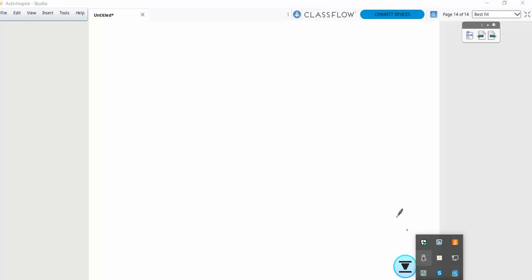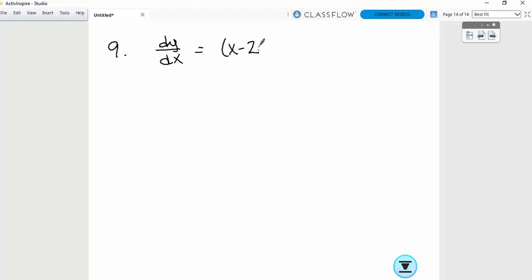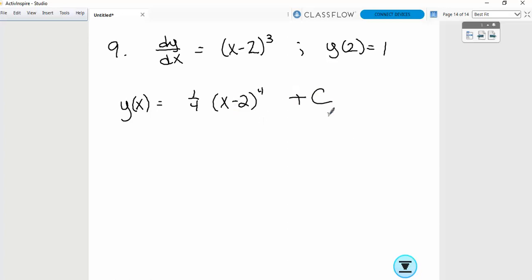All right. So I might ask you about an initial value problem. So when I say to solve this initial value problem, I'm asking you to just find the original equation. dy/dx, that's the derivative. So the actual function, you add 1 to the power. That's a 4, so we need a 1/4 in front. Derivative of the inside is just a 1, so we don't need anything else there. Then we always have the plus c.